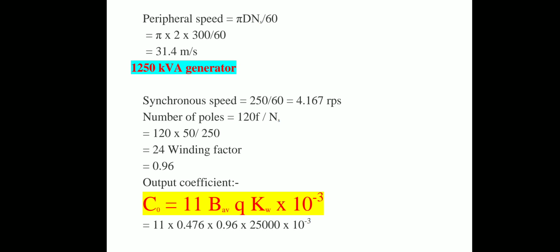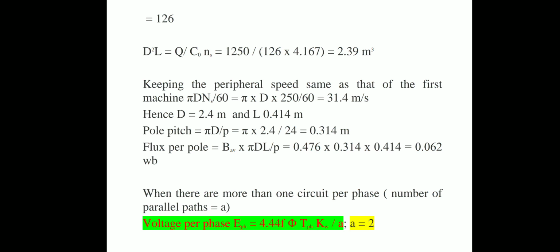Let us calculate the output coefficient. It is well known that the output coefficient C0 is equal to 11 BAV Q KW into 10 raised to power minus 3. Put the values and calculate. C0 is equal to 11 into 0.476 into 0.96 into 25,000 into 10 raised to power minus 3, which comes to 126.